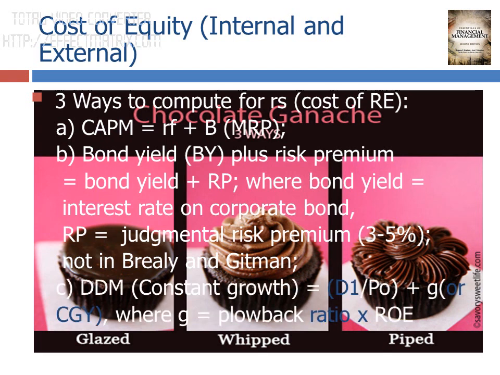And the last one is using the dividend discount model, or the discounted dividend model, specifically the constant growth model or the Gordon model, in which you divide the expected dividend D1 over the stock price plus the growth rate, or the capital gains yield. If the growth rate is not given, the formula is the plowback ratio or retention ratio times your ROE.